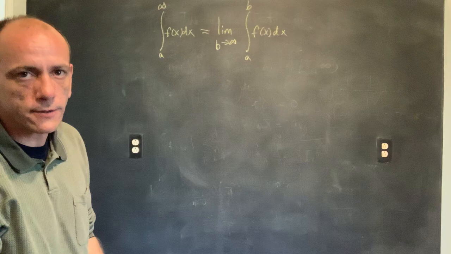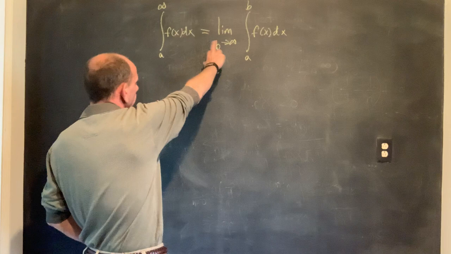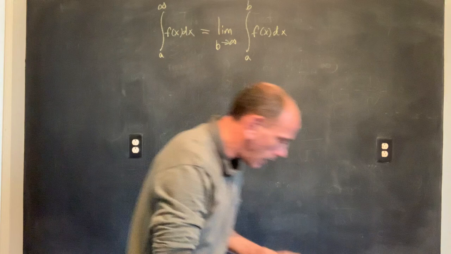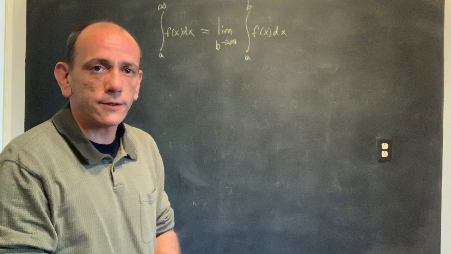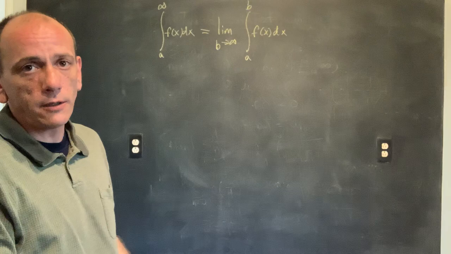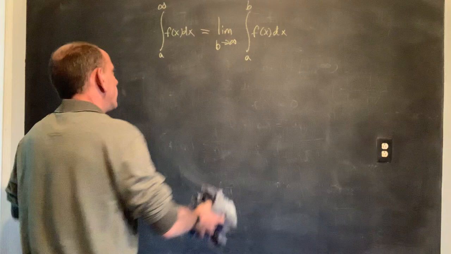Likewise, if my lower bound was negative infinity, I would take the limit as a goes to negative infinity of f of x. Or maybe if it's a discontinuity, then I'll take the limit as a goes to the discontinuity instead. But for us, our a is basically always going to be 1, and the upper bound is always infinity. So that's the important version of this.